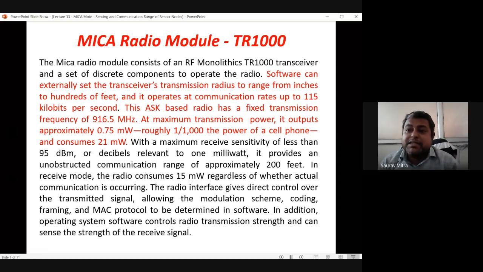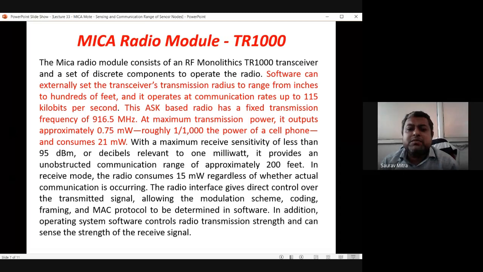So range of communication and data rate for every communication paradigm, you should remember. So it can communicate from a few inches to hundreds of feet. That is the first thing. And the second thing, it can operate with a 115 kilobits per second data rate. ASK based communication is used. It has a fixed transmission frequency of 906.5 megahertz, almost 1 gigahertz.